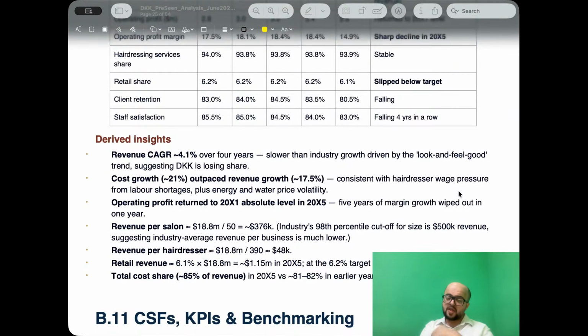The cost growth is faster than revenue growth, consistent with hairdresser wage pressure from labor shortages plus energy and water price volatility. Because hairdressers are limited in number, fewer and fewer people are entering this industry. It is no longer a very attractive career choice for individuals.